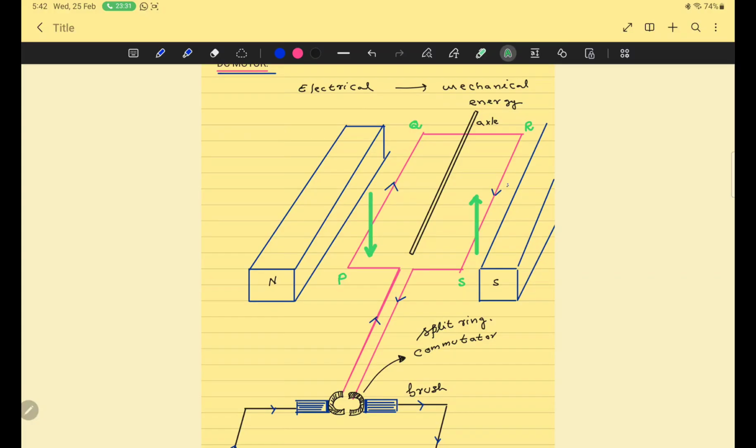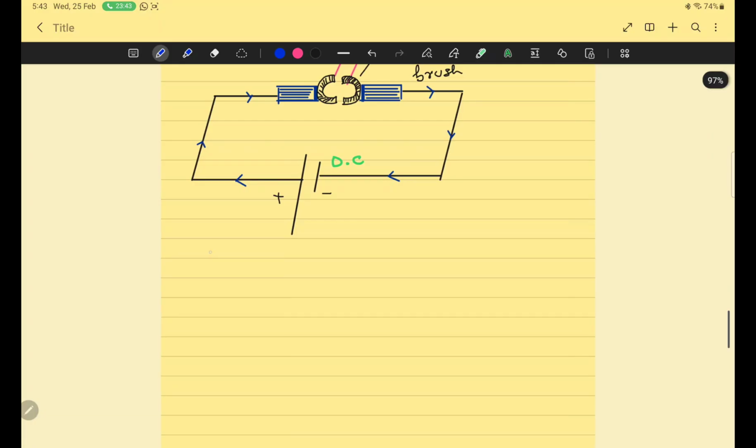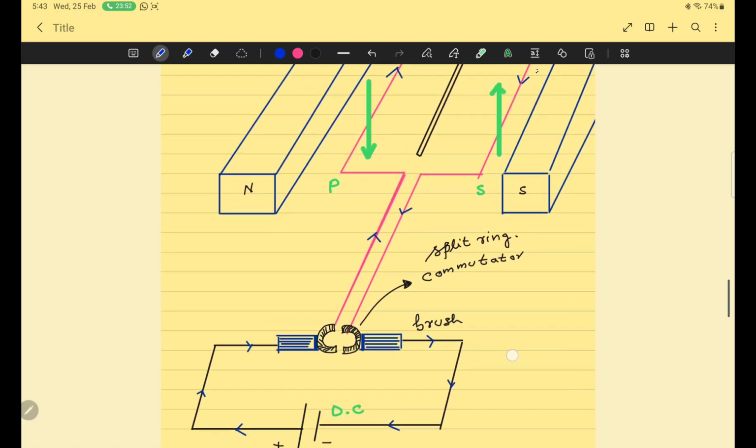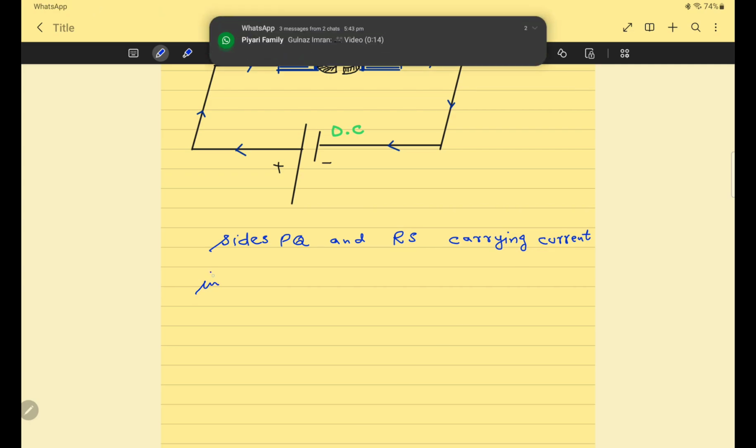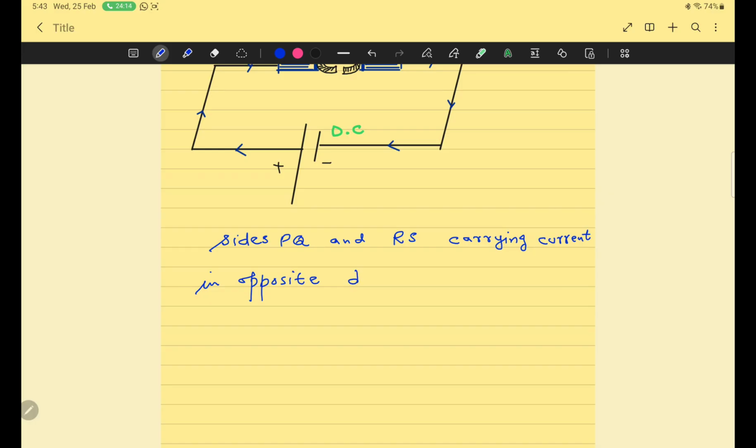It is not necessary to explain Fleming's left hand rule in this question, but I think you should write: sides PQ and RS carrying current in opposite direction.